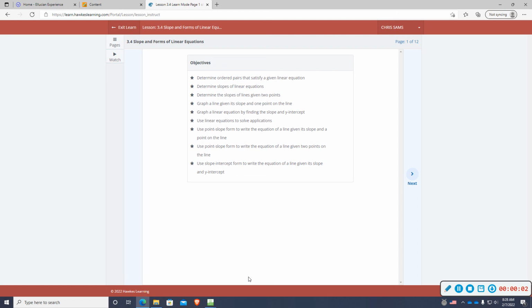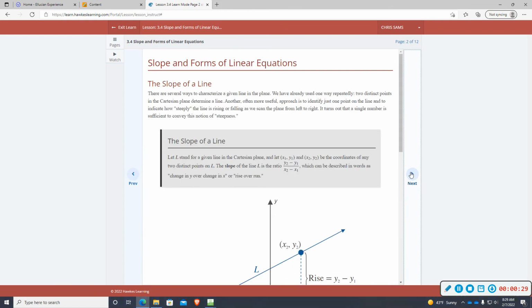All right, today we're going to be looking at section 3.4. The section is slope and forms of linear equations. I'm in the learn section in Hawks. These are the objectives that we plan to tackle throughout the section. There are 12 pages. Some of them have notes and some have video examples, but I'll just try to highlight an overview before we start the problems.